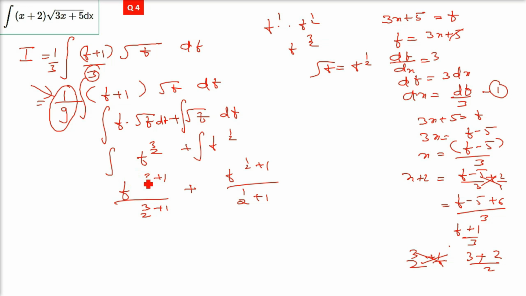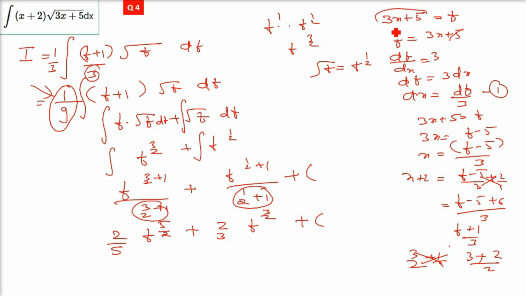So I'm doing it for the sake of completion. 5 by 2 is there in the denominator. It goes up. It will be 2 by 5. T raised 5 by 2 here plus. This is half plus 1. So this is t raised 3 by 2. 3 by 2 in the denominator goes up. It will become 2 by 3. And constant of integration, of course. We have constant of integration here. What was t? Remember it was 3x plus 5.